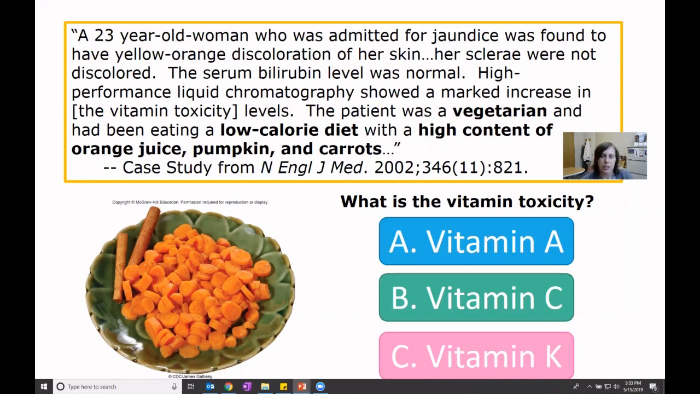Well, with the image here and the description in this case study, hopefully you go right to vitamin A. So specifically though, this is beta carotene. This is the form that's found in plants. What we do know is that the plant form of vitamin A, beta carotene, really doesn't pose too much of a risk.